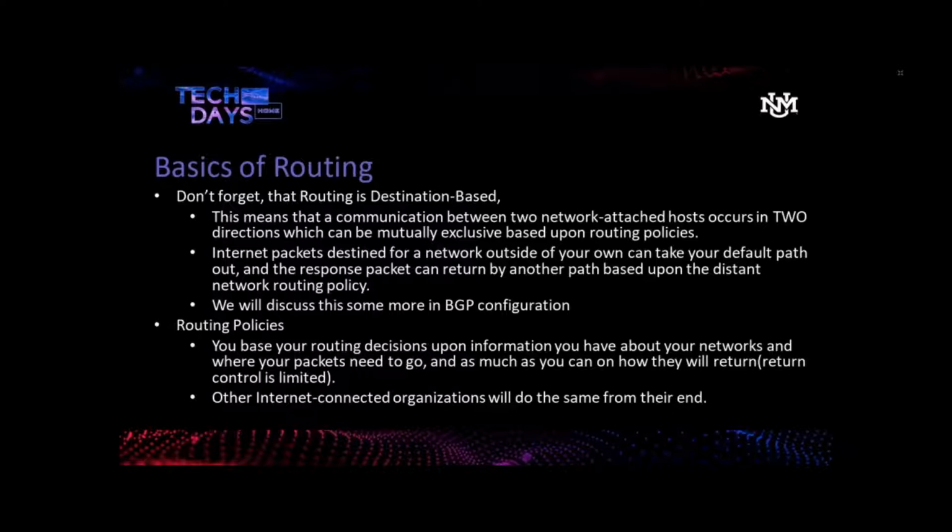routing policies, you base your routing decisions based upon information that your network sees coming from your internet connections or your other peering connections. And like I said earlier, an organization or a company at the far end, educational institution, whatever, will make routing decisions based upon the connections that they have. And often that decision can be made based upon cost, based upon best path, best available BGP path. It's determined by the number of AS numbers between yourself and the remote location.